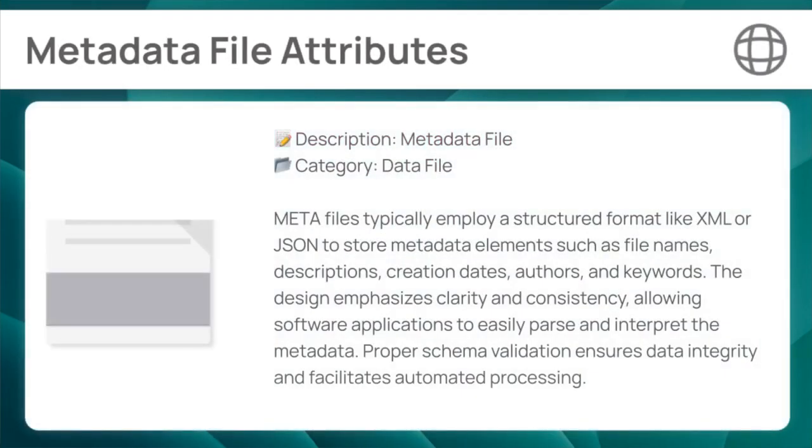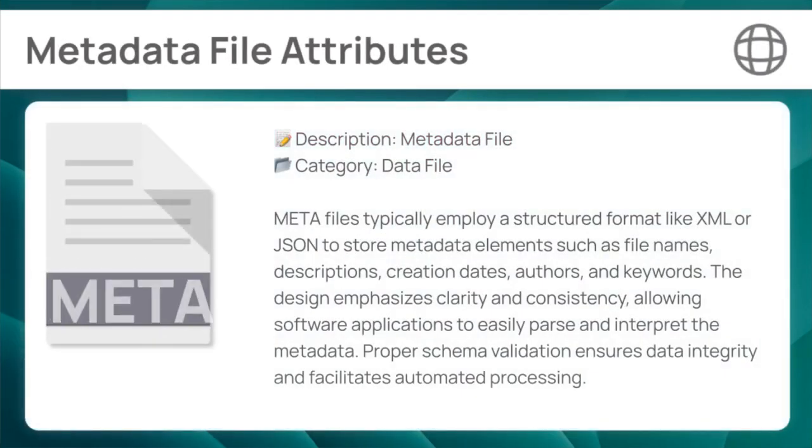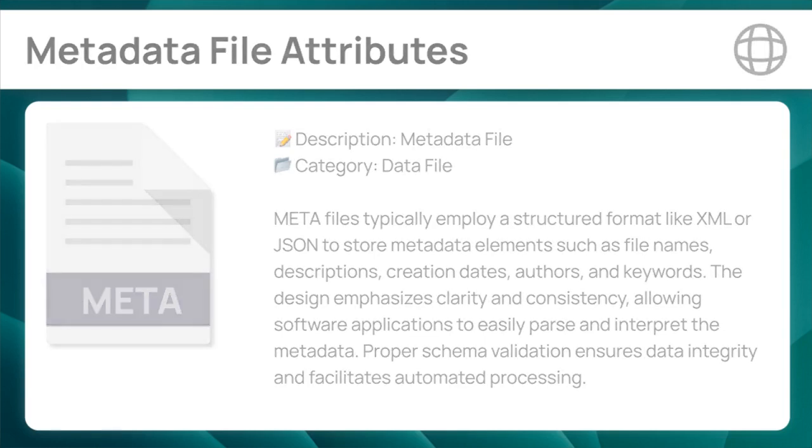META files typically employ a structured format, like XML or JSON, to store metadata elements such as file names, descriptions, creation dates, authors, and keywords. The design emphasizes clarity and consistency, allowing software applications to easily parse and interpret the metadata. Proper schema validation ensures data integrity and facilitates automated processing.